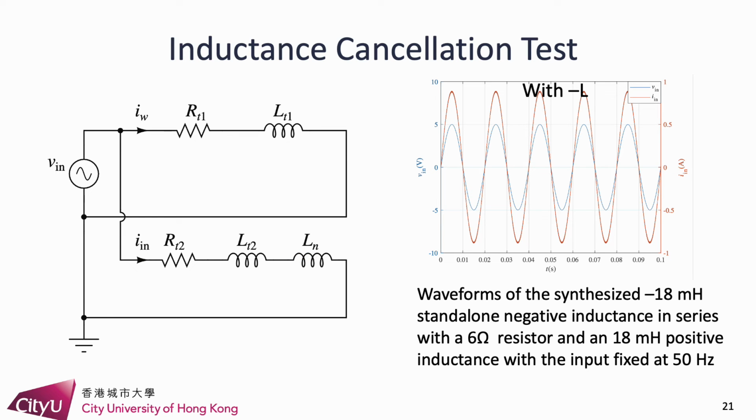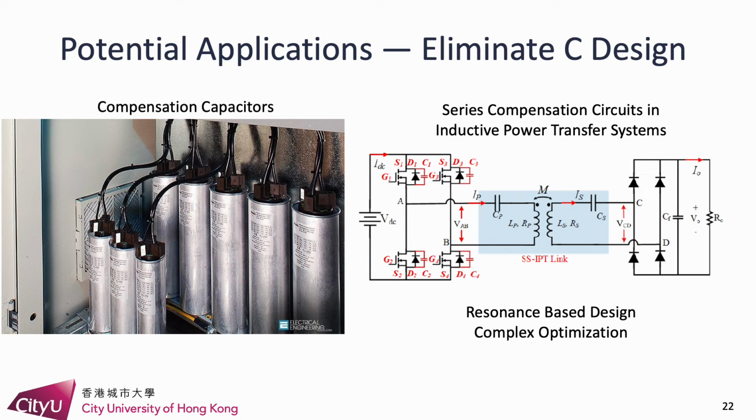And the next page shows the voltage and current relationship in the case where the inductance has been cancelled by the negative inductance, and obviously the voltage and the current are now in phase. Now at this point, I believe we can readily envision some potential applications which are related to power system compensation, and of course the compensation problems associated with inductive power transfer systems. And hopefully with this new device, the conventional inductor capacitor resonance-based compensation practice can be fully eliminated.